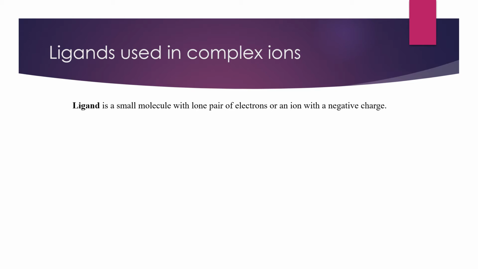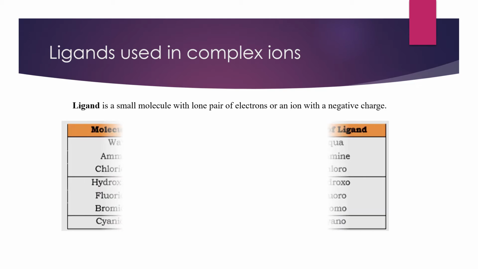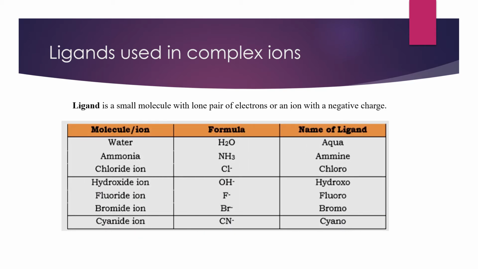Now let's look at some of the common ligands which are used in complex ions and identify their names. Water, ammonia, chloride. Water is known as aqua when we write that in a formula for a complex ion. Instead of saying ammonia, we say ammine. All the halides, their name will end with o. Like chloride will become chloro, bromide will become bromo, iodide will become iodo, and so forth.